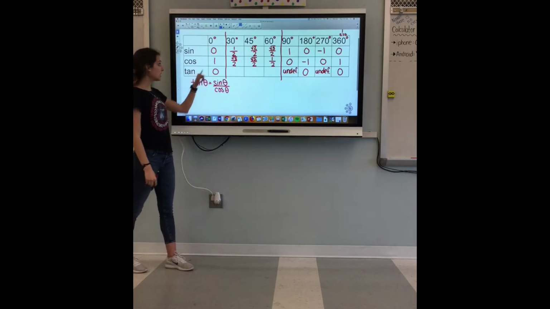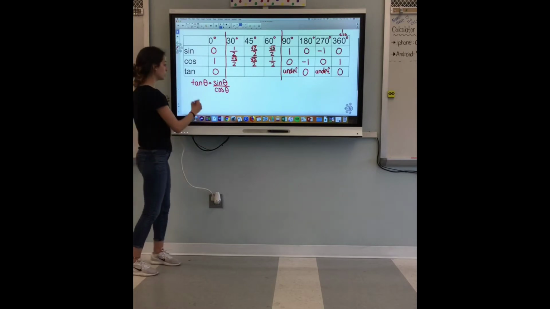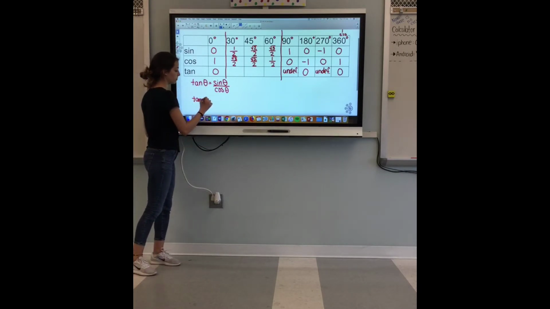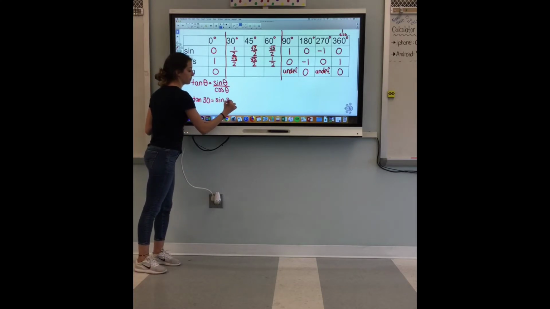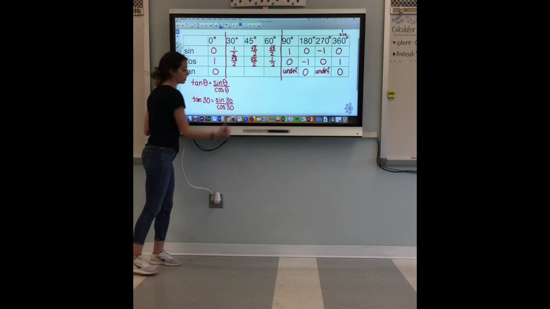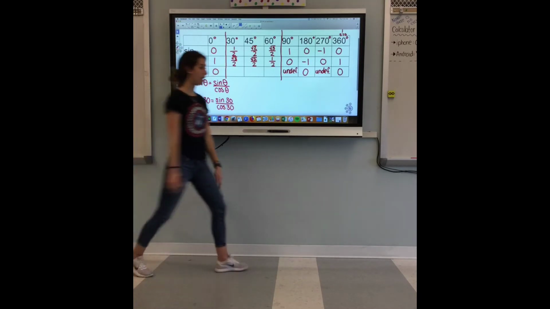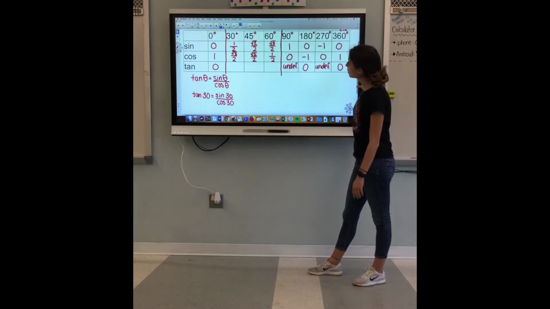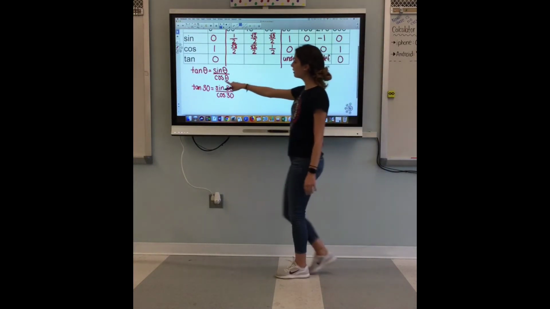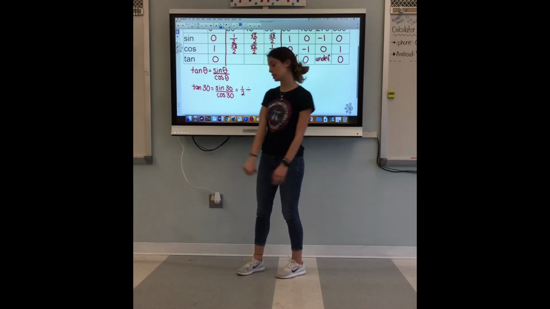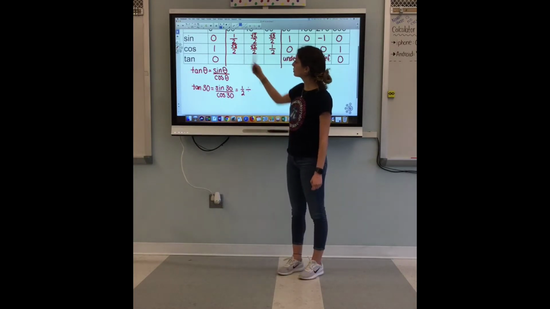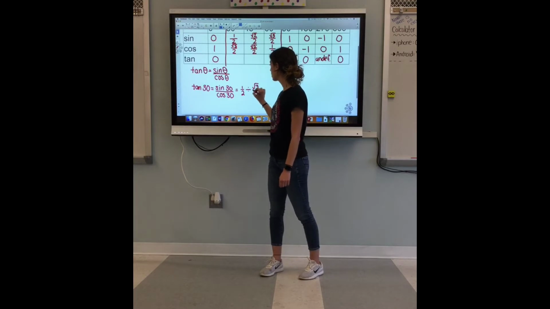So to find the tangent of 30, we have to do sine of 30 divided by cosine of 30. So we put in what we have. Sine of 30 was 1/2. So this is equal to 1/2. Instead of that bar, I'm going to use the division symbol. Okay? And then cosine of 30 was radical 3 over 2.